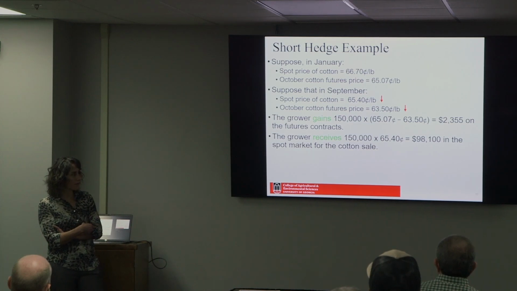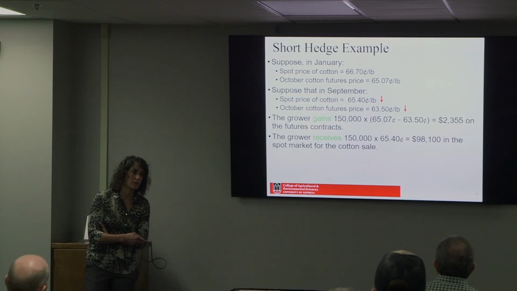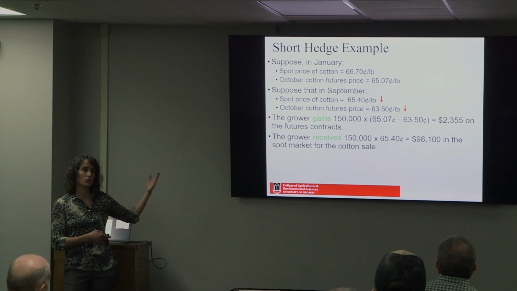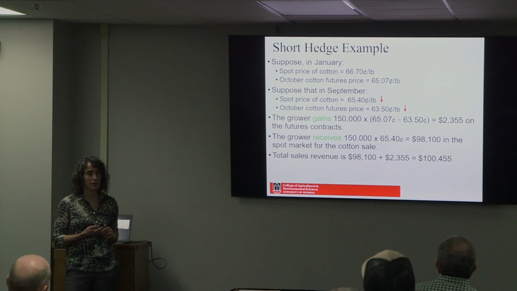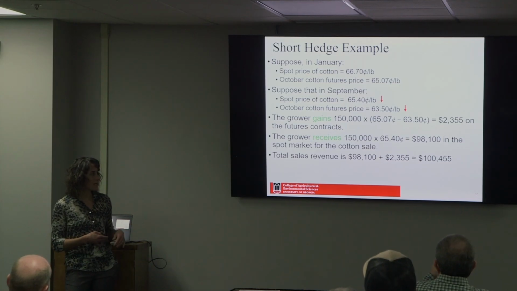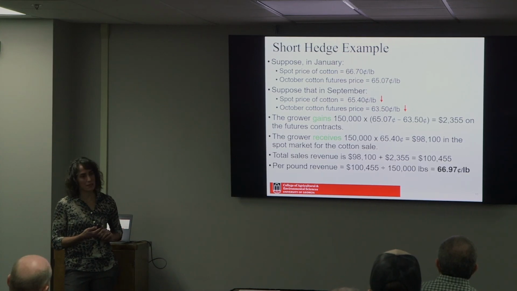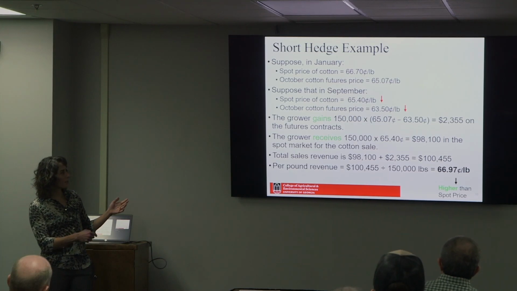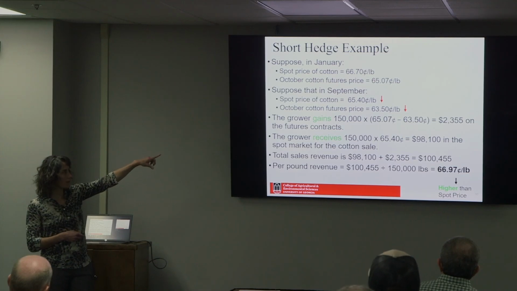That's $65.40. Again, in total, it's about $98,000. Because of the gain on the futures, we actually add that to your sales revenue. So it's $100,455. And if I just divide it by the total number of pounds to find the unit price, I find that $66.97. So that means that price is higher than the spot price in September, which is $65.40.